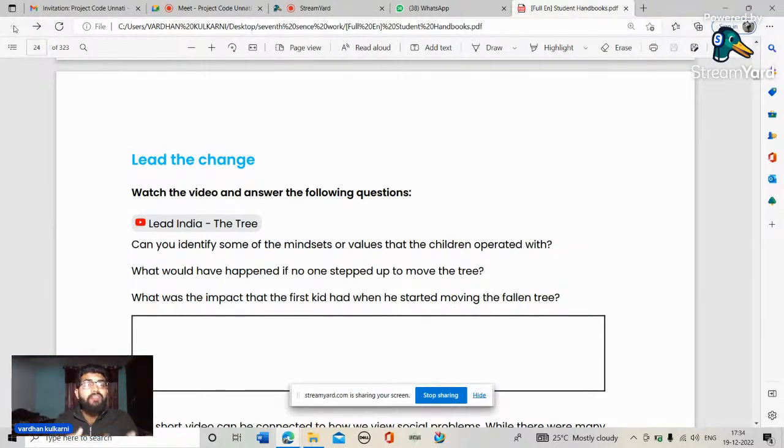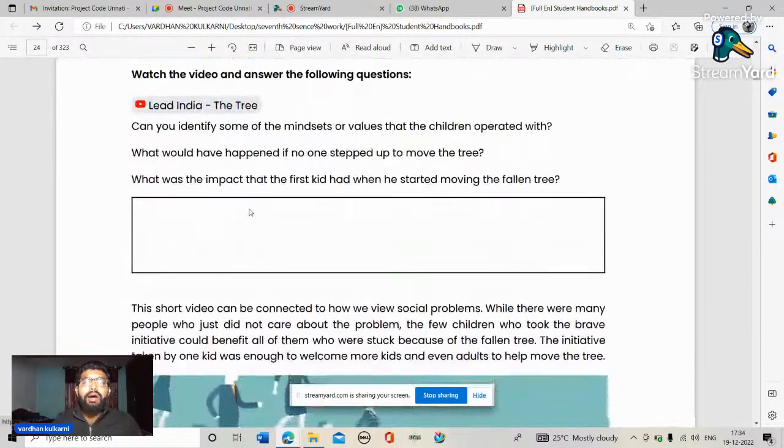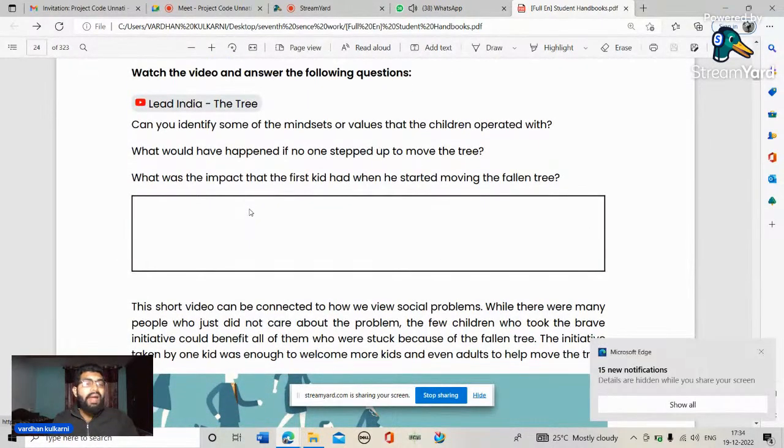There are chances that if the person is in a critical condition, then the person might have faced death as well. So what was the impact that the first kid had when they started moving the fallen tree? What impact had that made?